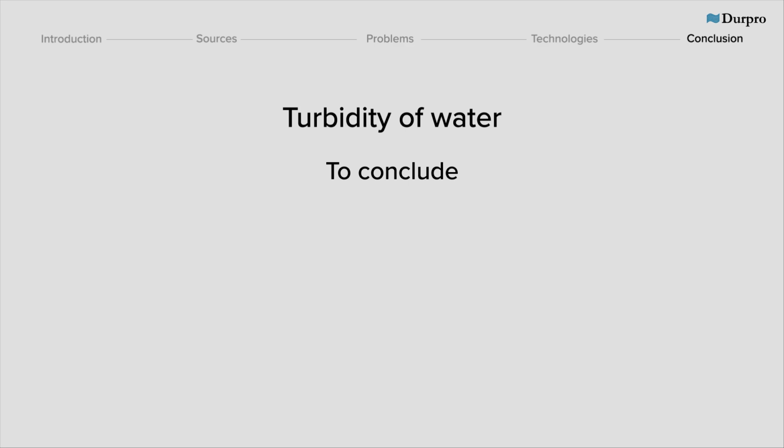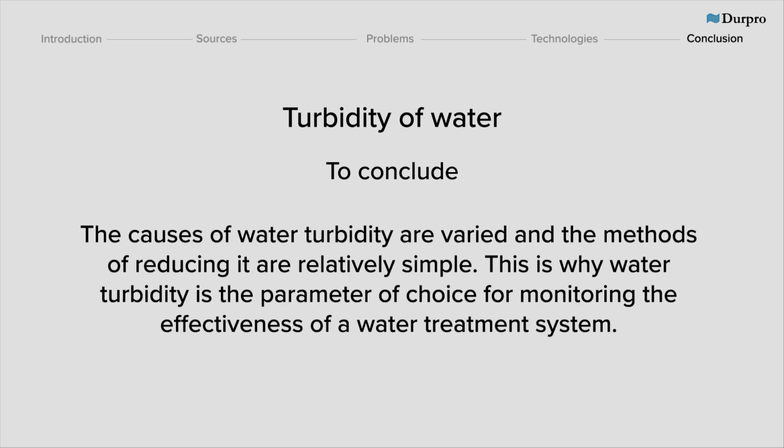Turbidity, an amalgam of contaminants. As we have seen, the causes of water turbidity are varied, and the methods of reducing it are relatively simple. This is why water turbidity is the parameter of choice for monitoring the effectiveness of a water treatment system. Although it is a good indicator of the effectiveness of a water treatment system, turbidity is not closely related to other riskier types of contaminants such as dissolved solids, bacteria, viruses, or other contaminants that are not considered turbidity. In other words, ideally you want to reduce dissolved solids, suspended solids, and any other contaminants that need to be removed as needed, but monitor turbidity to stay on top of undesirable fluctuations in your equipment.